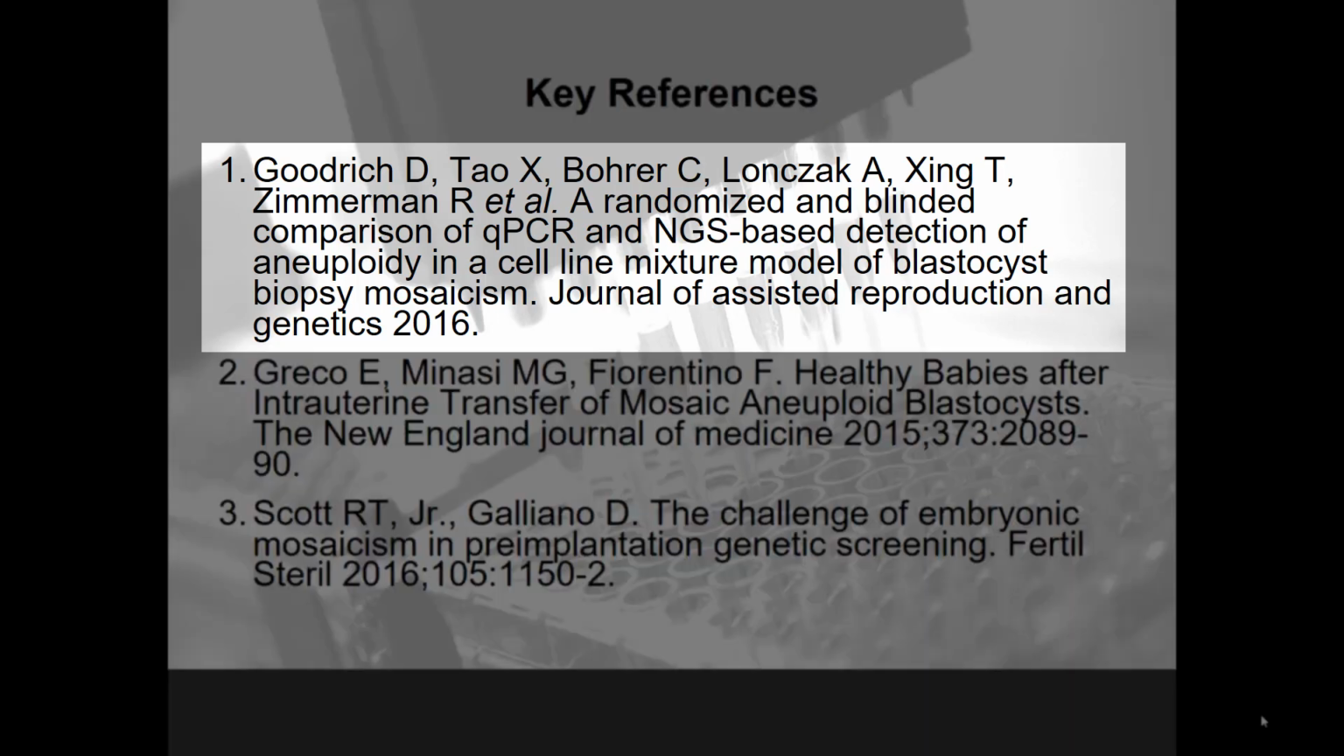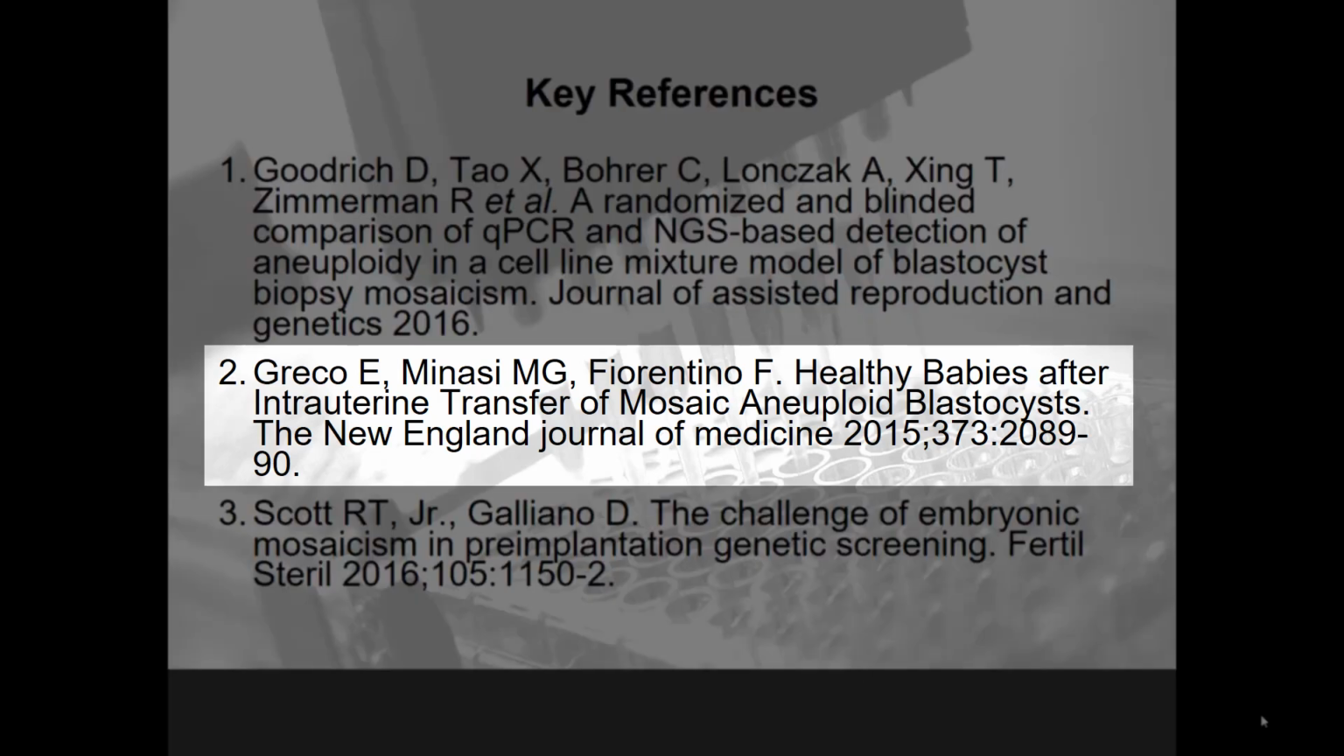The first paper describes the use of a mixture model to evaluate the sensitivity and specificity of 2 different platforms, including the VeriSeq PGS next-generation sequencing-based methodology and quantitative real-time PCR. And one of the important components of this particular study is the ability to ask how often the technology produced a false positive prediction of mosaicism. This type of analysis is critical for evaluating predictive values.